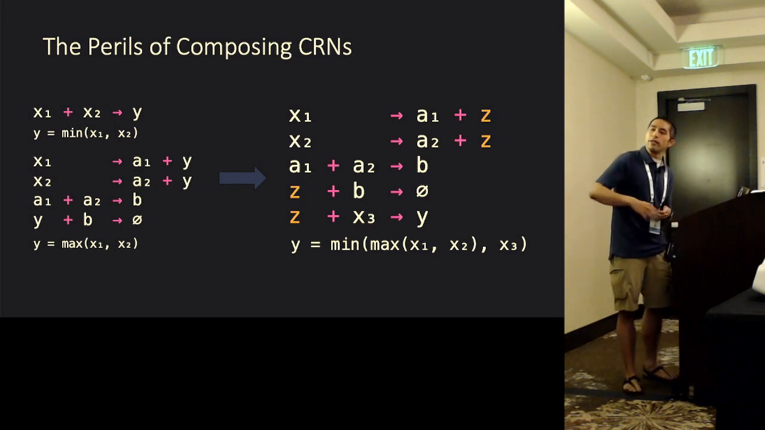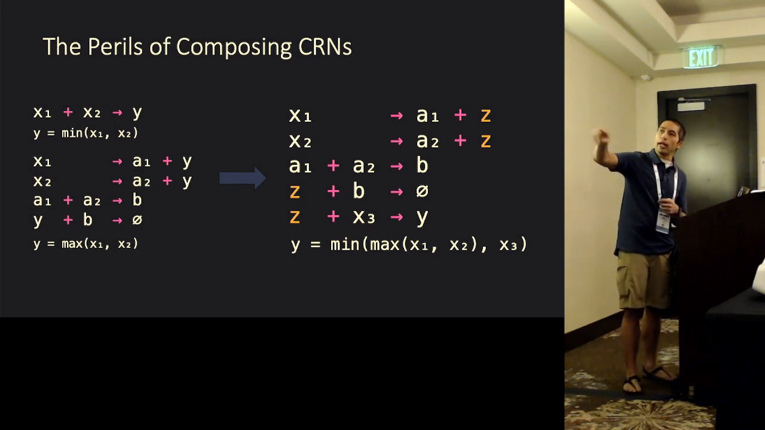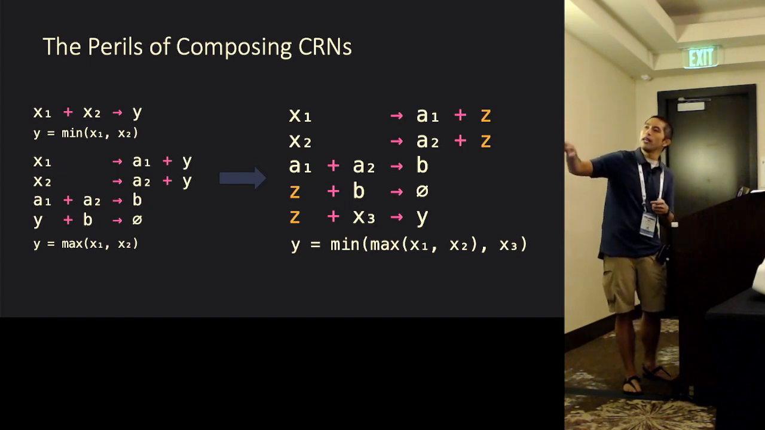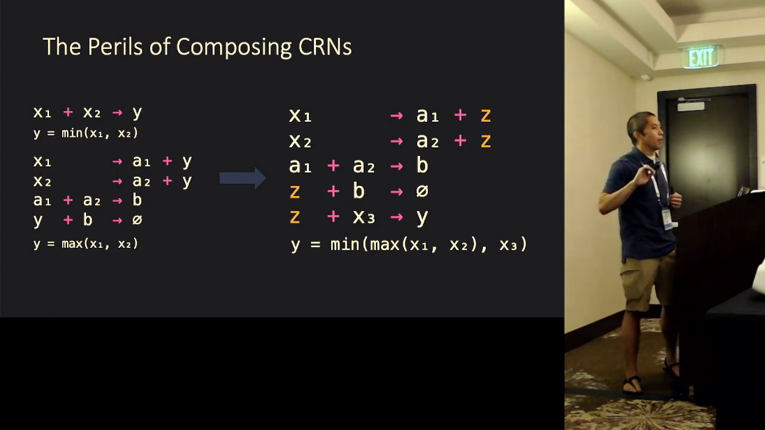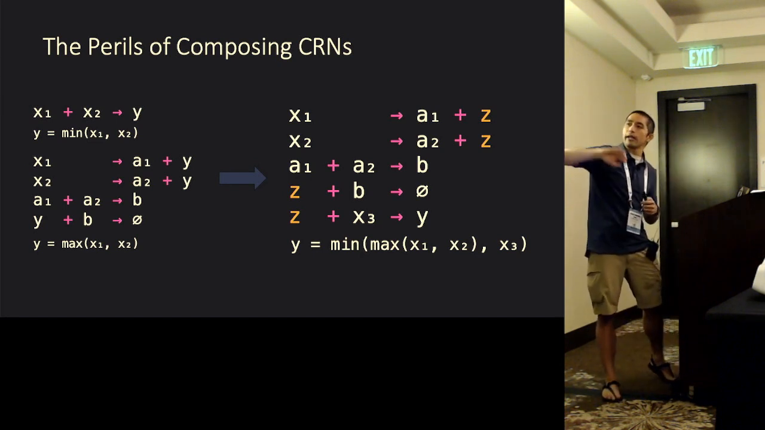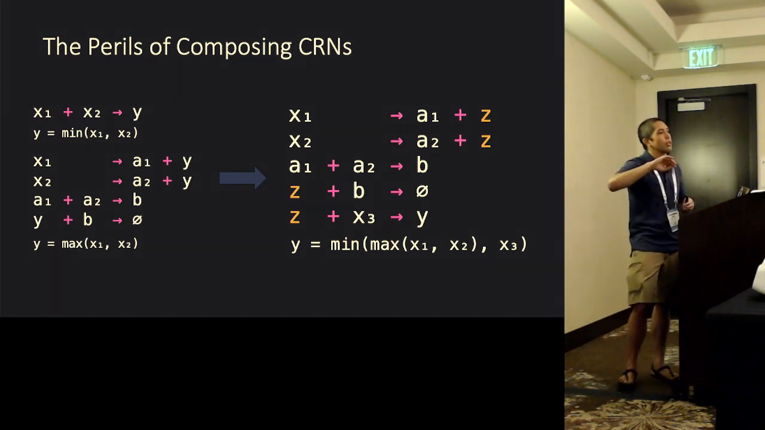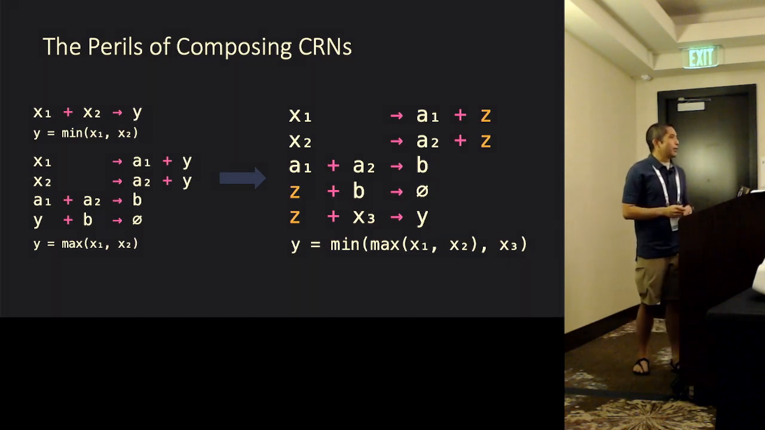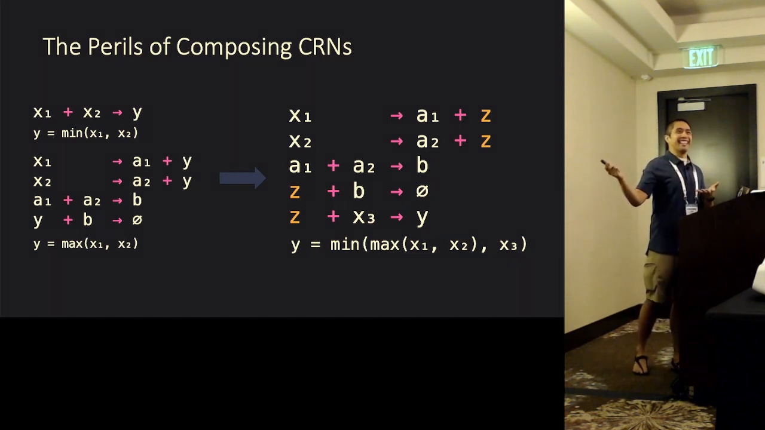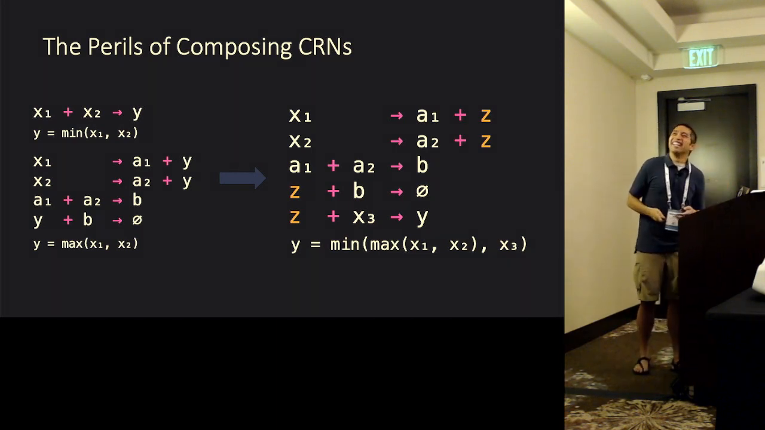all I've done is take the max reaction and rename the output y to z. I could have picked better names there, I apologize. And then that becomes the input to the min computation. The first four reactions are the max computation, the last one is the min computation. Pretty straightforward, all right? And so it's a valid CRN. That's a good thing.